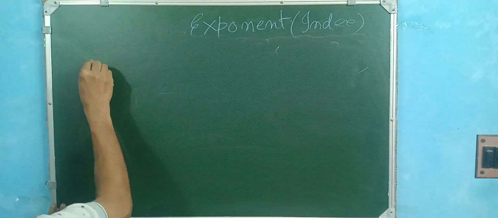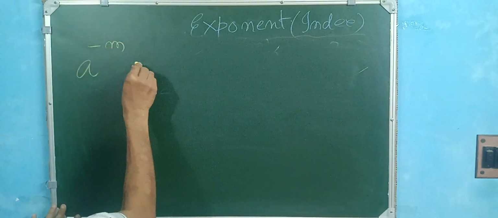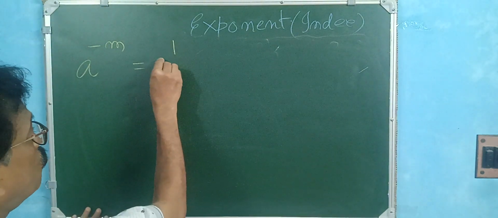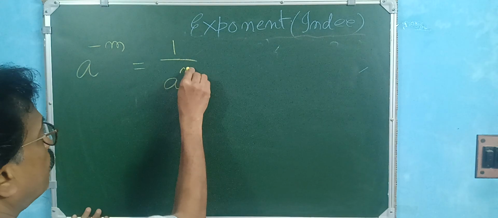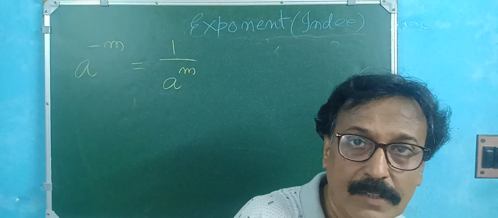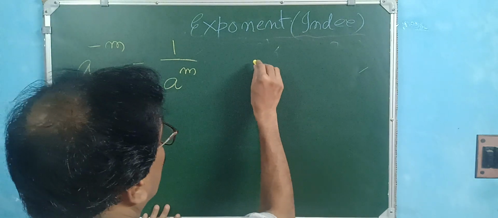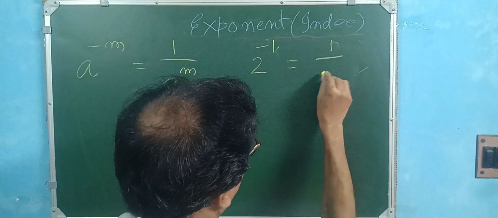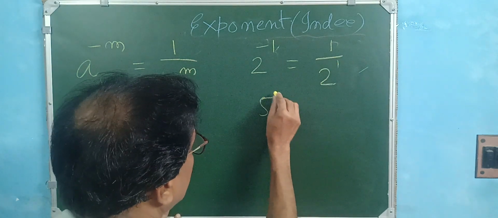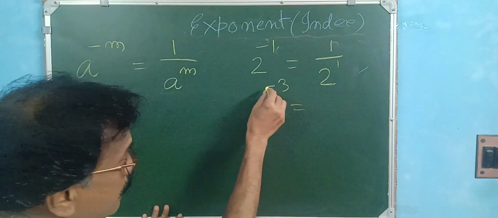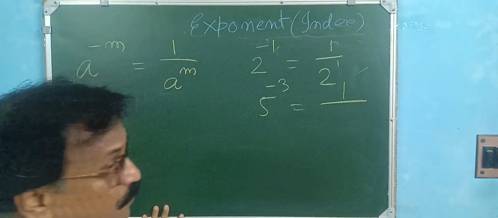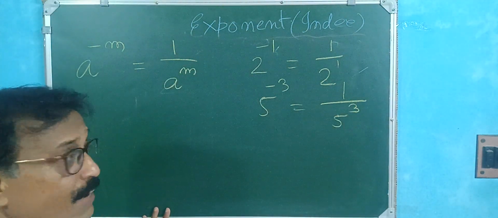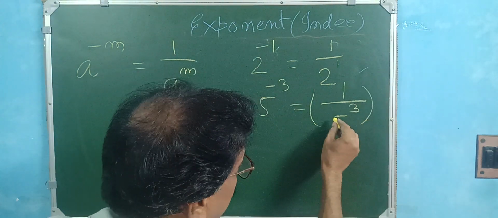Now one more law: a to the power minus n. If the power is minus, it is always first 1 by a to the power n. That is very important. This is one law. Suppose 2 to the power minus 1. Minus means always 1 by 2 to the power 1. Suppose 5 to the power minus 3. Why? Minus means always 1 by 5 to the power cube. Clear? In this way you convert.